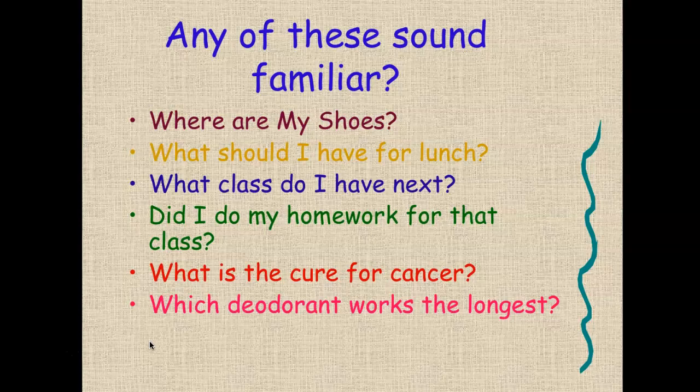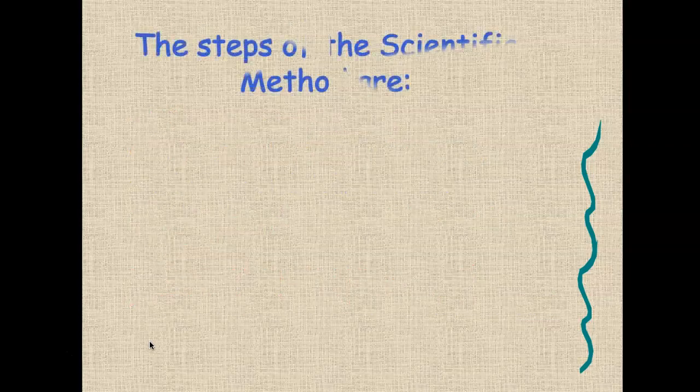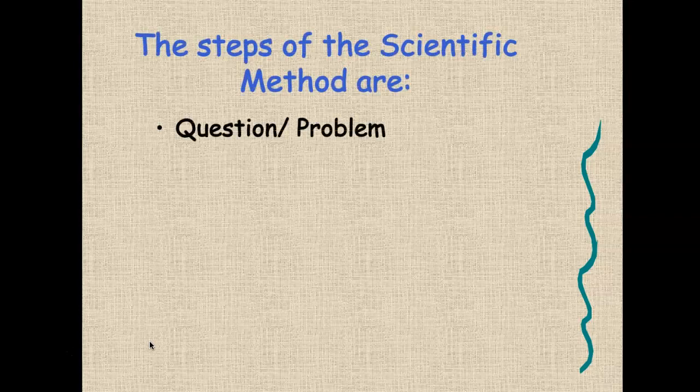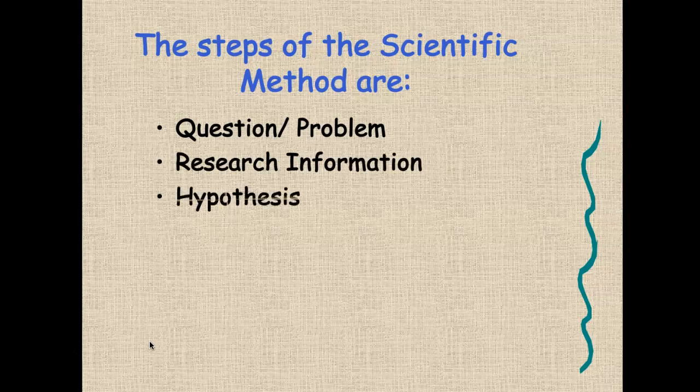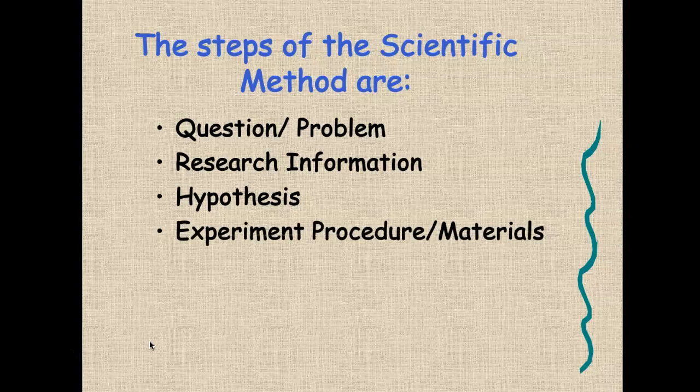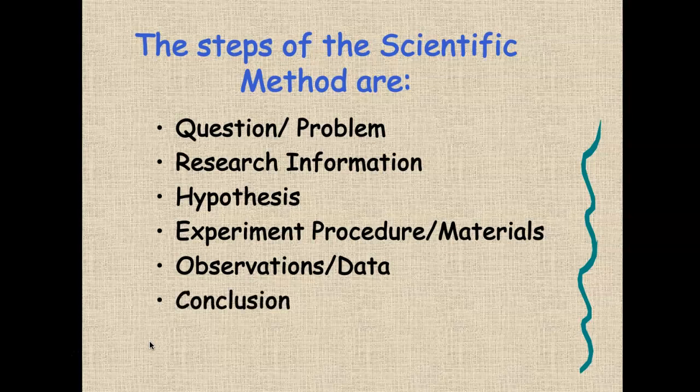So on to page 16. The steps of the scientific method have to be followed in order. So the first thing that you're going to do is come up with a question, or you're going to have a problem that you want to solve. You'll need to research information. You'll need to form a hypothesis. And in this class, you're going to do hypotheses different than how you've ever done it before. You'll design an experiment, or you'll perform an experiment that's already designed for you using equipment and materials from the classroom. You'll make observations and you'll collect data.